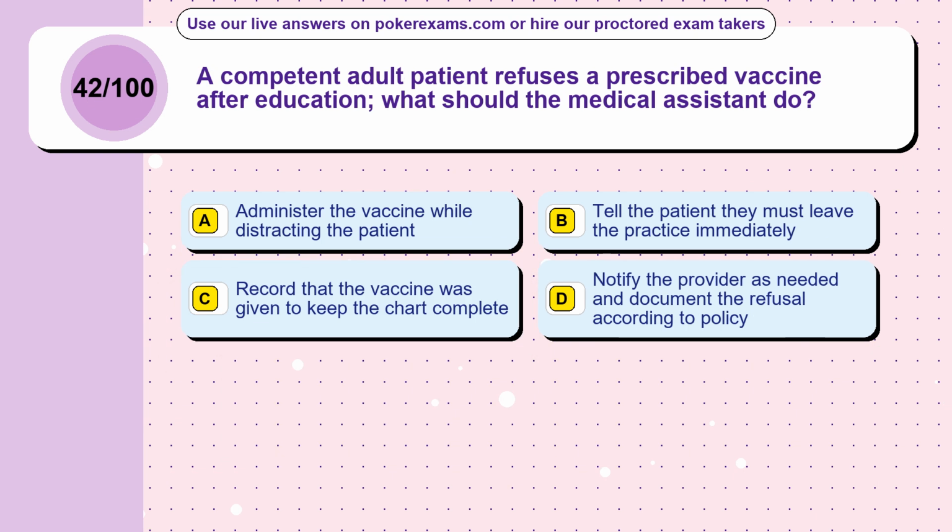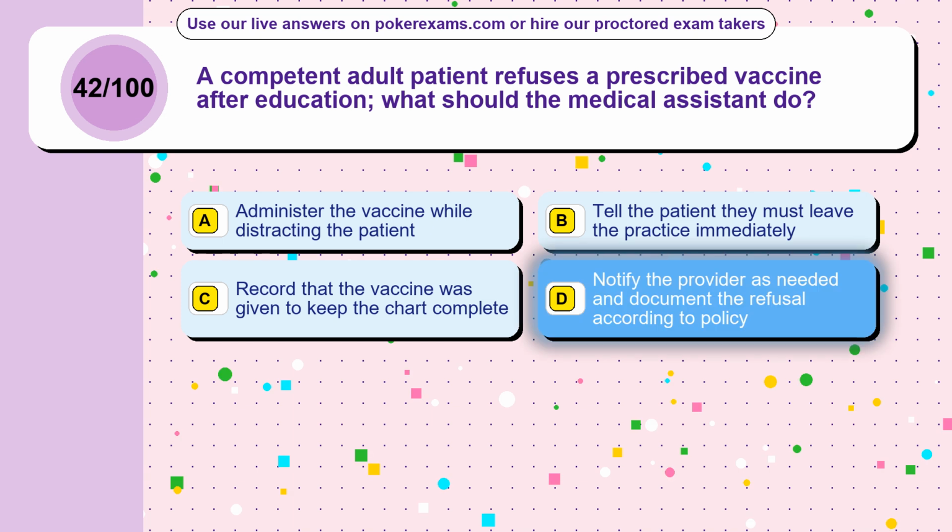Question 42. A competent adult patient refuses a prescribed vaccine after education. What should the medical assistant do? Option A. Administer the vaccine while distracting the patient. Option B. Tell the patient they must leave the practice immediately. Option C. Record that the vaccine was given to keep the chart complete. Option D. Notify the provider as needed and document the refusal according to policy.